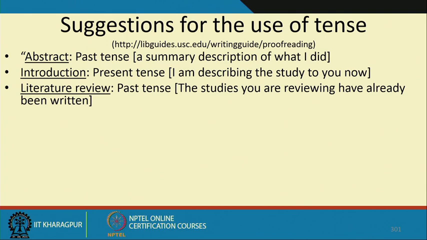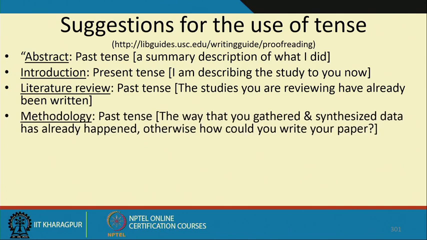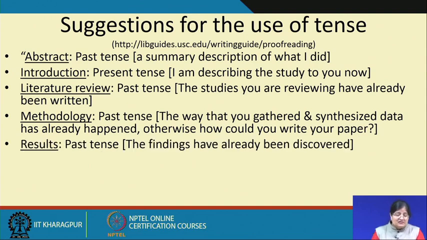Literature review. Use past tense. The studies you are reviewing have already been written. Methodology. Use past tense. This is the way that you gathered and synthesized data that has already happened. Otherwise, how could you write your paper? So, methodology is a study of methods. It is technically part of the literature review. Methods are what you have done. So, that is what you need to do here. So, write it in the past tense.